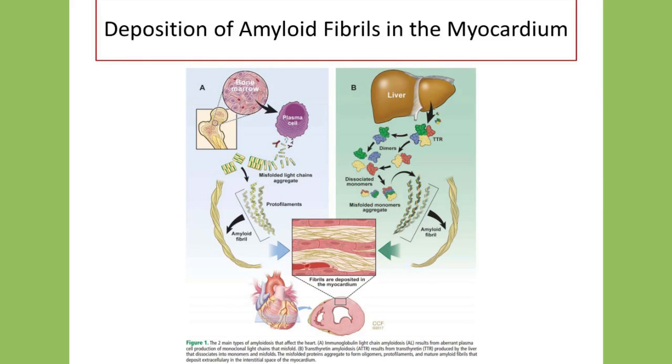When we put this all together, just to have an overall understanding of how this disease occurs, as I said, we get the deposition of the amyloid fibrils in the myocardium. It can be the AL type, which starts in the bone marrow and is produced by plasma cell production, or the liver, which produces the transthyretin, or TTR, which misfolds and creates the amyloid fibrils. Both of these deposit themselves in the myocardium, leading over time to the cardiomyopathy.